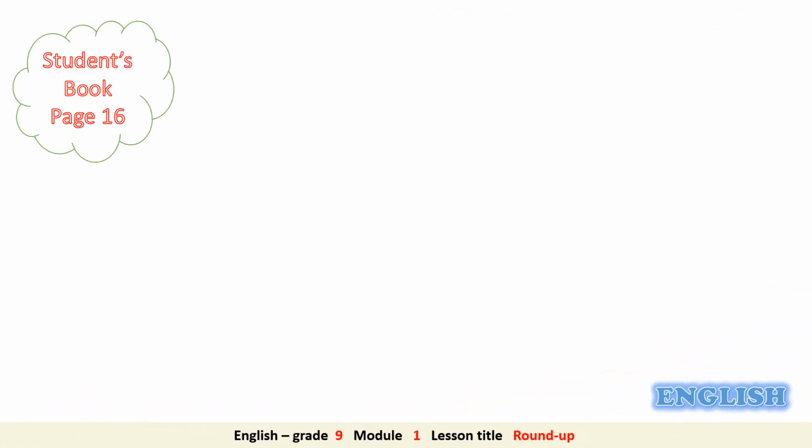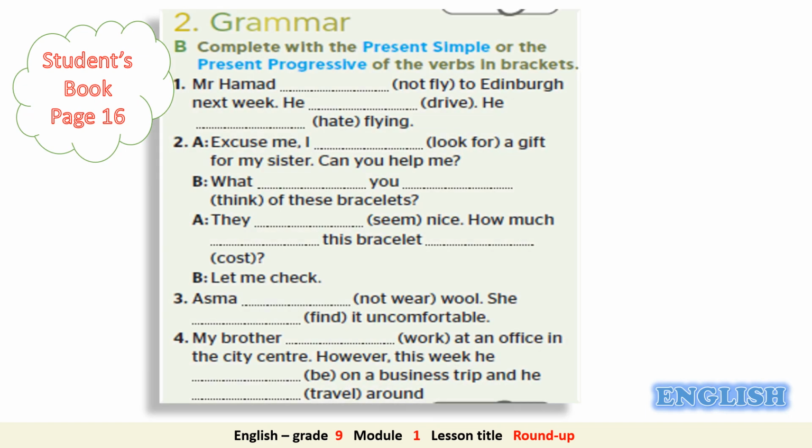Okay, let's go to students book page 16 and do this exercise. Complete with the present simple or the present progressive of the verbs in brackets. Here we have 4 sentences with different verbs. What we are going to do is to put these verbs in the correct tense, either present simple or present progressive. Could you please pause the video and do this exercise first by yourself? Go ahead.